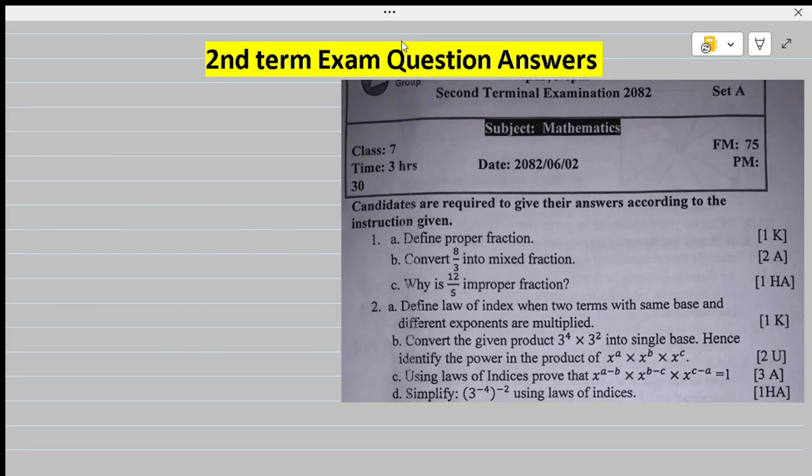Namaste dear viewers. In this video today I am making question and answer explanation of the second term exam of grade 7 maths. So here I go.